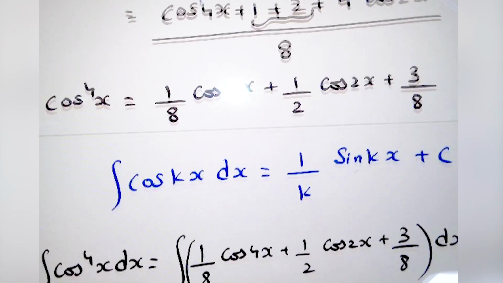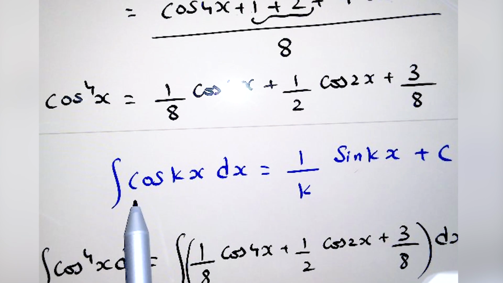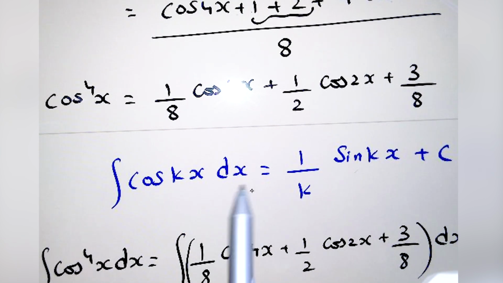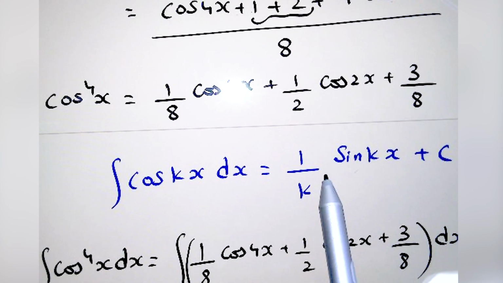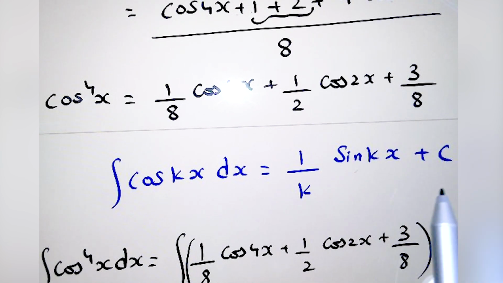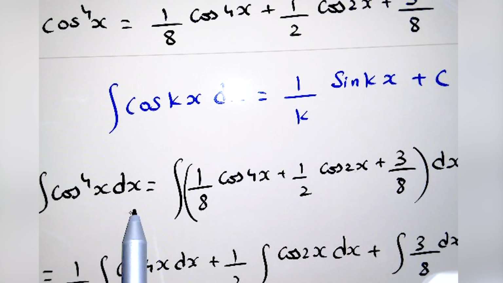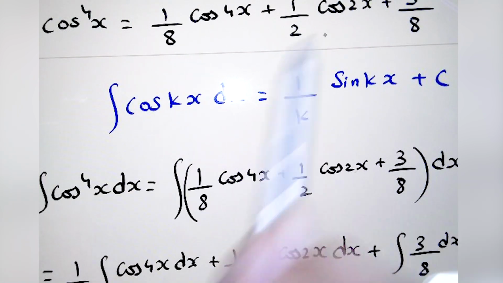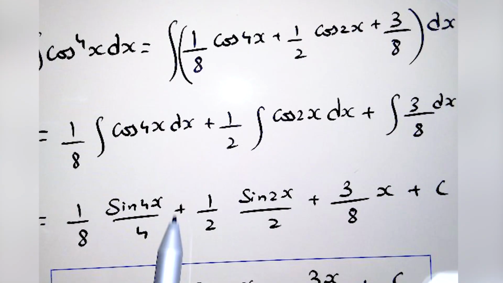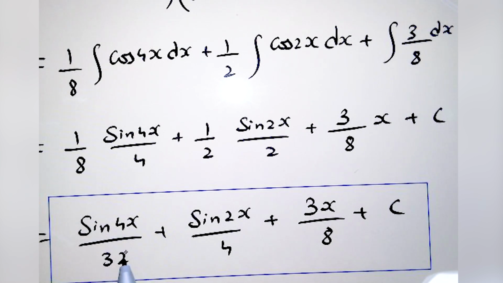The reason why I did all of this is to use this particular formula. Integral of cos kx dx is 1 by k sine of kx plus integration constant c. So integral cos power 4x dx will be integral of all these three terms. So it will give me the final answer as sine 4x by 32 plus sine 2x by 4 plus 3x by 8 plus integration constant c.